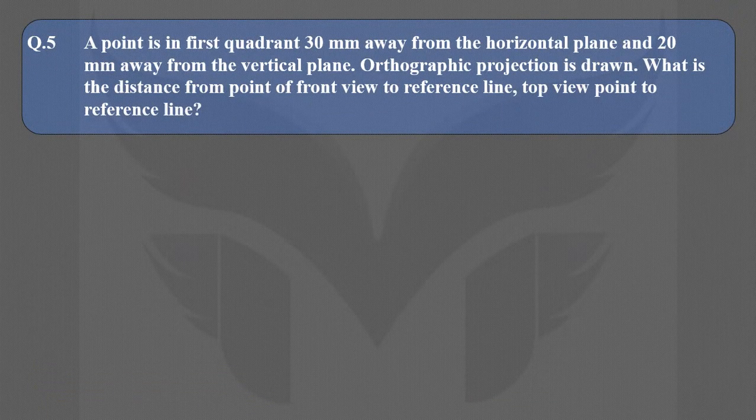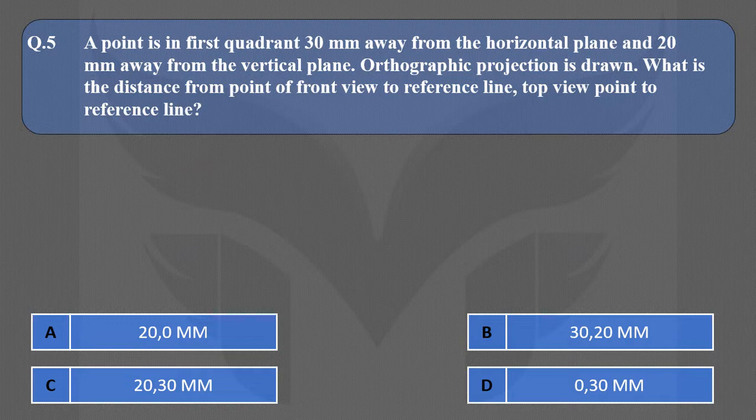Next question. A point is in the first quadrant, 30 mm away from the horizontal plane and 20 mm away from the vertical plane. Orthographic projection is drawn. What is the distance from the point of the front view to the reference line and the top view to the reference line? Options are A. 20 and 0 mm. Option B. 30 and 20 mm. Option C. 20 and 30 mm. And option D. 0 and 30 mm.